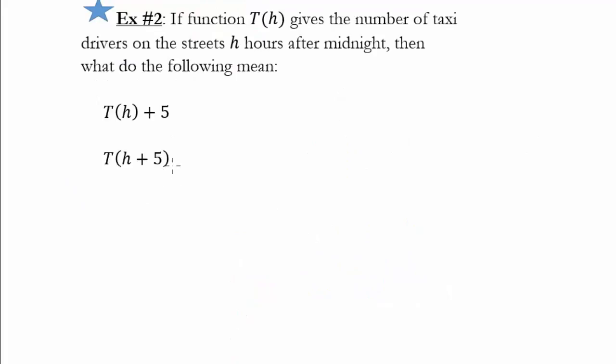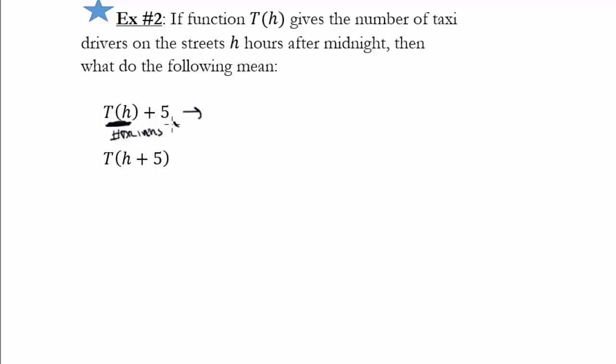Example number 2. If the function T of h gives the number of taxi drivers on the street h hours after midnight, then let's interpret these statements using function notation. What do the following mean? Okay, so let's start with this one, T of h plus 5. Well, we know that T of h is the number of taxi drivers, right? So this is a number of drivers, okay?